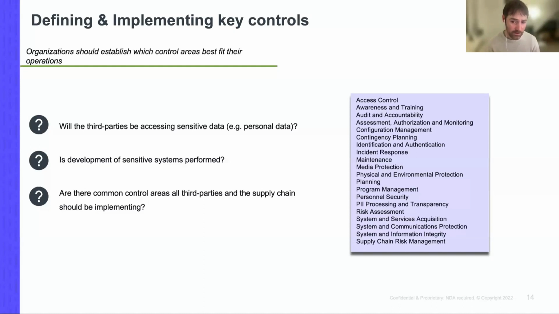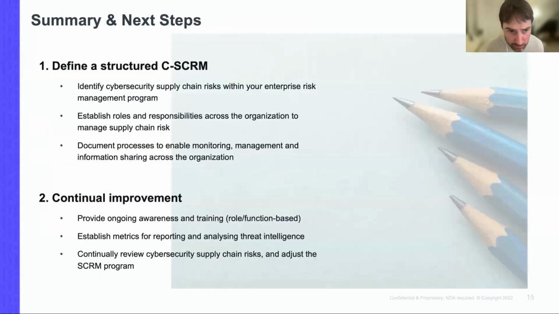I guess a question we'll always get commonly is, are there common control areas all third parties and supply chain should always be implementing? Particularly when you're thinking about contracts, and yes, there are, whether it's incident response, the way they manage incidents and risk and business continuity. These are some of the key areas that we'd expect any company should have some visibility on and insight into, what their suppliers are doing and how they're responding.